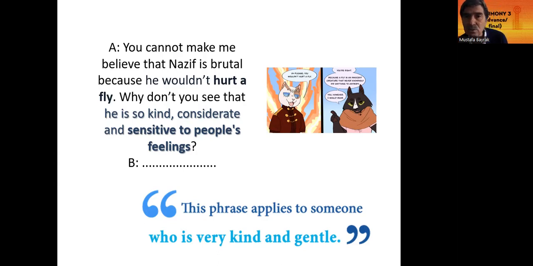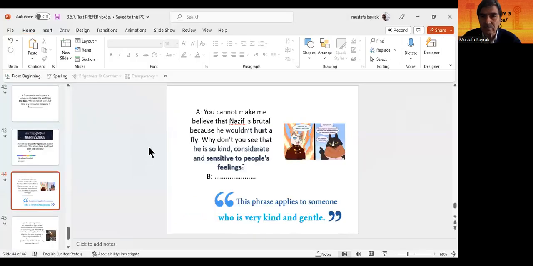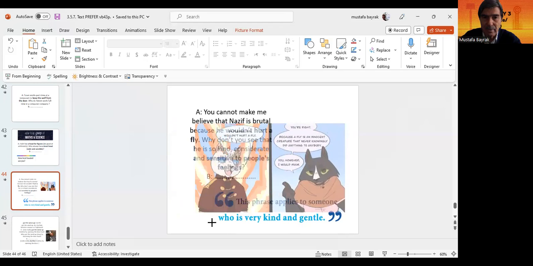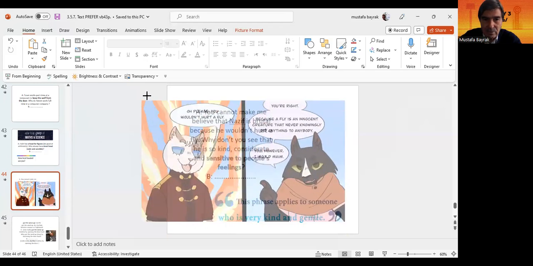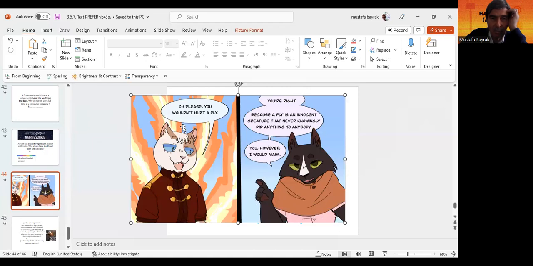I think they are too small. There's a caricature about wouldn't hurt a fly, but okay. We can do it like this. Okay, this one says, oh, please, you wouldn't hurt a fly. He did something wrong, I think. And this one will punish him. So first he says, oh, please, you wouldn't hurt a fly.